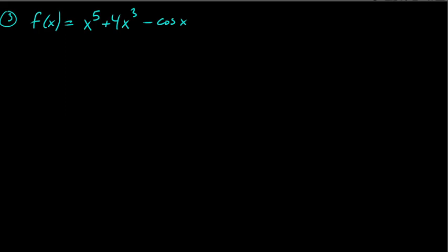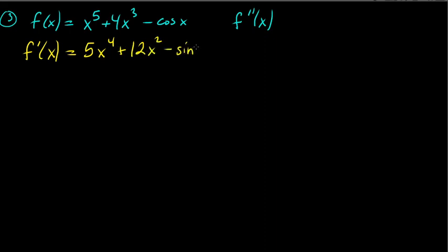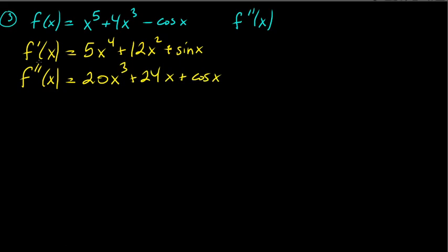Okay, so we want to find the second derivative of this. So we want to find f double prime of x, right? Well, first we have to find the first derivative, and that's not hard. 5x to the 4 plus 12x squared. And then, wait, the derivative of cosine is negative sine, so negative is positive, right? Plus sine. So now we can take the second derivative, so that's 20x cubed plus 24x plus cosine of x.